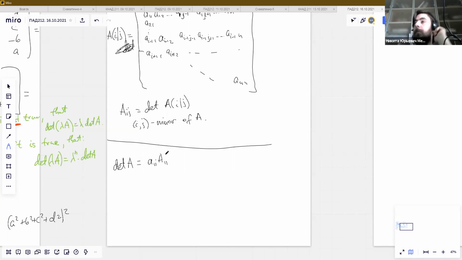Okay, why not? Then we take the second element. I leave a white space here. I will fill it in a moment. And we take its minor and we multiply them. And then we take the third element and its minor, etc., until the final one. And this way we go through the entire row.